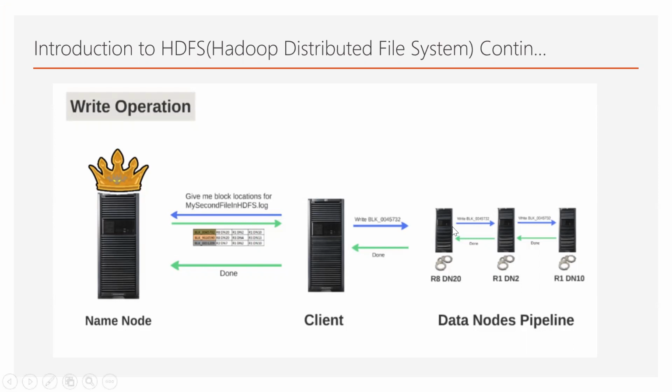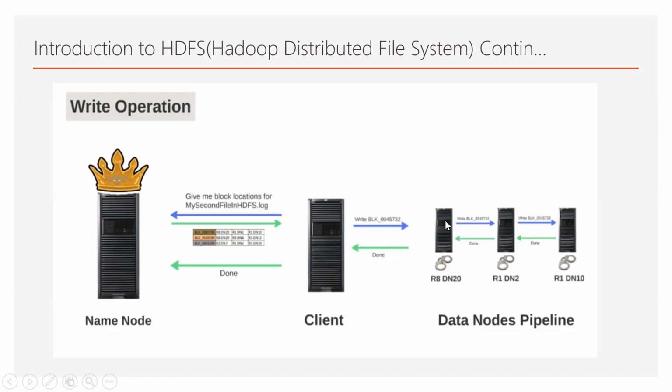So the client stores block 1 on node 1, and once that is completed, this data node itself instructs the other data nodes, so it will take care of the data pipeline. It will take care of storing the data into the other two machines where it has to duplicate it.